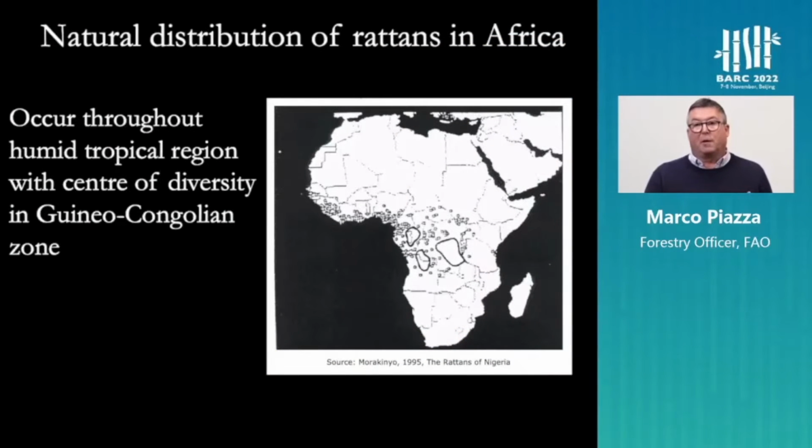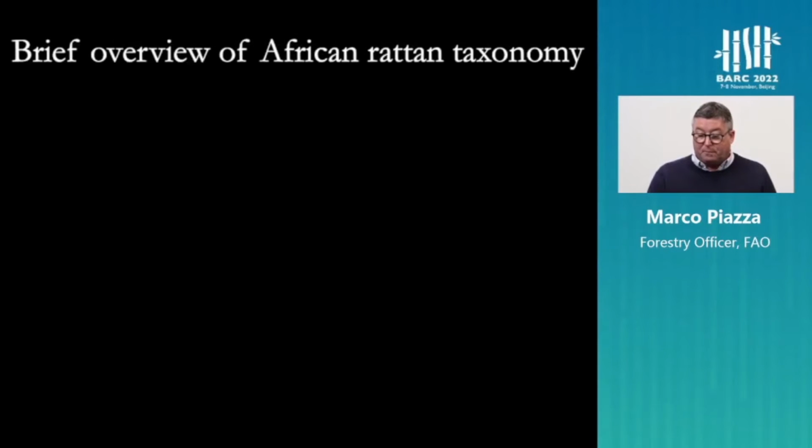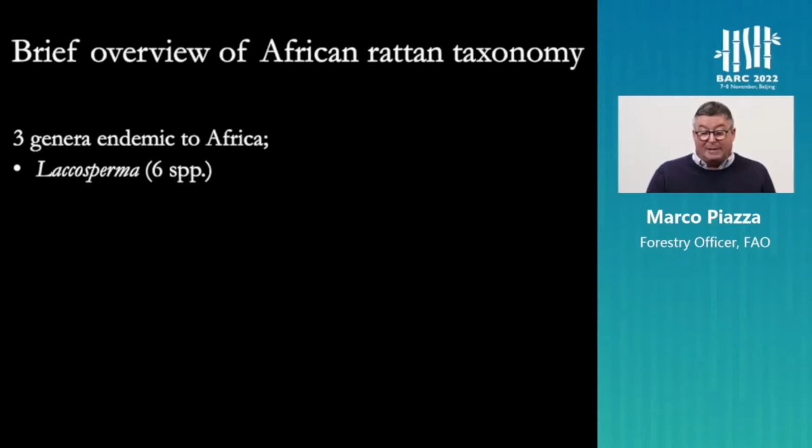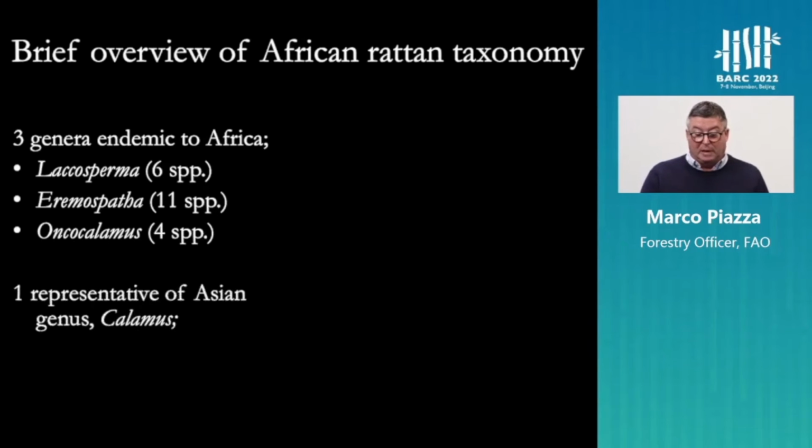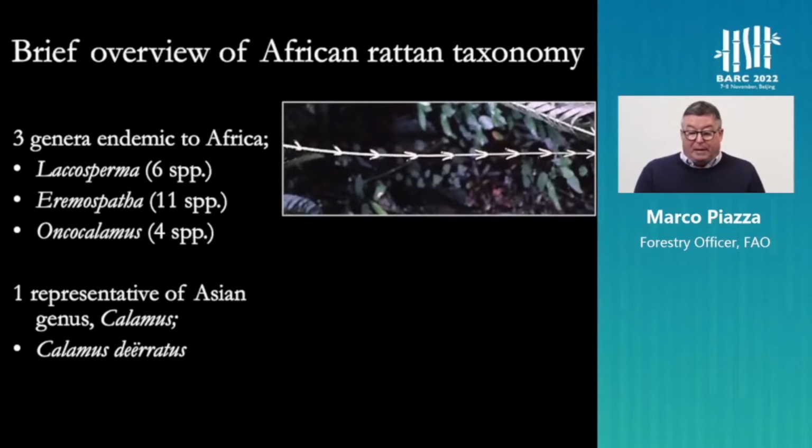We know also that the natural distribution of rattans follows the patterns of humid tropical rainforest in West and Central Africa, and particularly the area in the red circle there is the center of diversity for African rattans, where most species occur, and has a real Guinea-Congolian presence. We have three genera endemic to Africa: Laccosperma, Eremospatha, and Oncocalamus. These are uniquely morphologically different to those species in Asia. And we have one representative of Calamus on the African continent, and that is Calamus deratus.